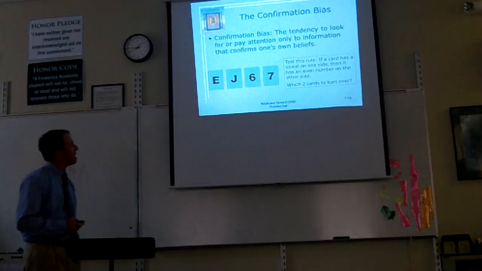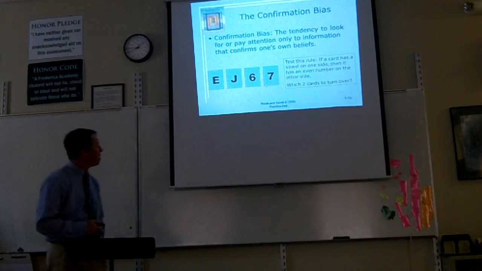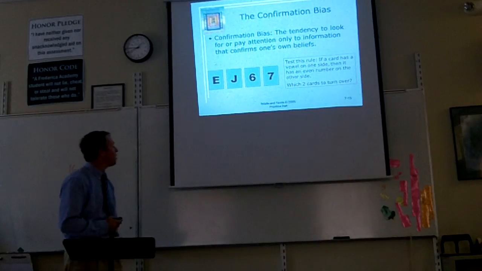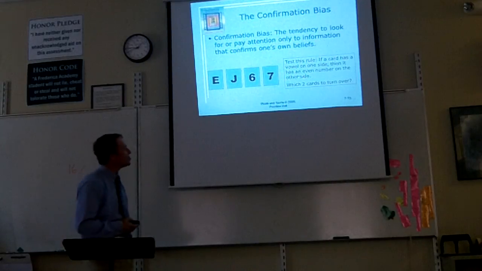I said 6 and J. That's not the correct answer. It's E and 7. You try to turn over the vowels and the even numbers because that would confirm the rule. But the rule said that if a card has a vowel on one side, then it always has an even number on the other side.